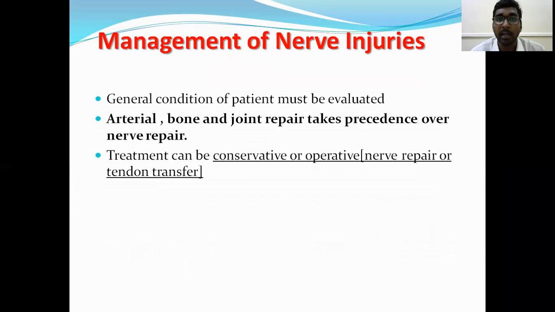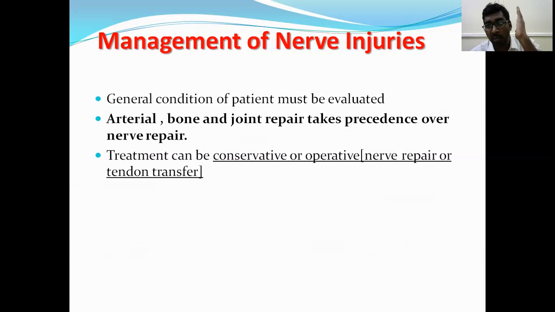What is the management of nerve injuries? First of all, ABCDE, everything. Sometimes you have isolated nerve injuries, and you will treat them as a nerve injury. Sometimes they are associated with other injuries, so the general condition of the patient must be evaluated. Very frequently, in traumatic cases, nerve injuries are also associated with arterial, bone or joint injuries.